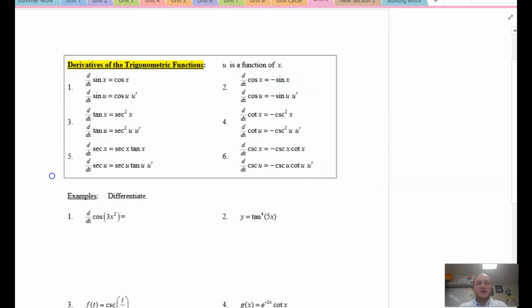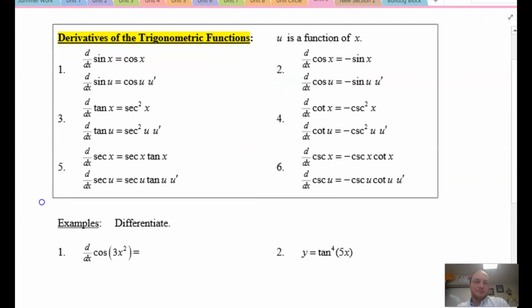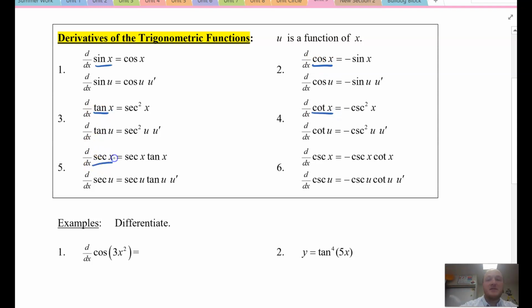Okay, so here is a table of the derivatives, and for our initial values, the main ones that you're going to have to know, right? Like, what's the derivative of sine of x? What's the derivative of cosine of x? What's the derivative of tangent of x, cotangent of x, secant of x, and cosecant of x? These are just things that you're going to have to memorize.